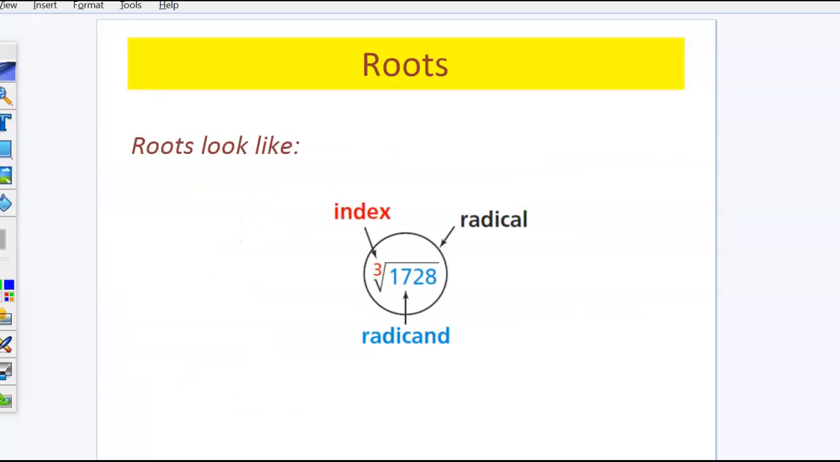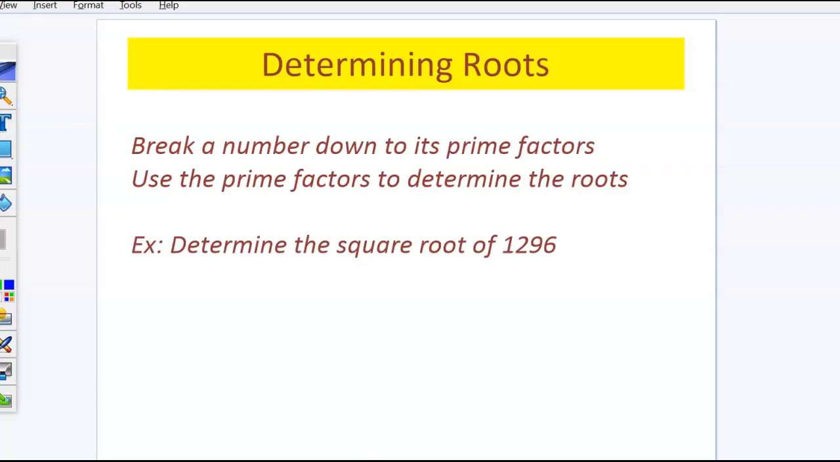So if we take a look at roots, this whole thing is called a radical. And this number here that is in the notch is called the index, and this part under the radical is called the radicand. So again, the whole thing's a radical, the little number is the index, and the number under the root sign is the radicand.